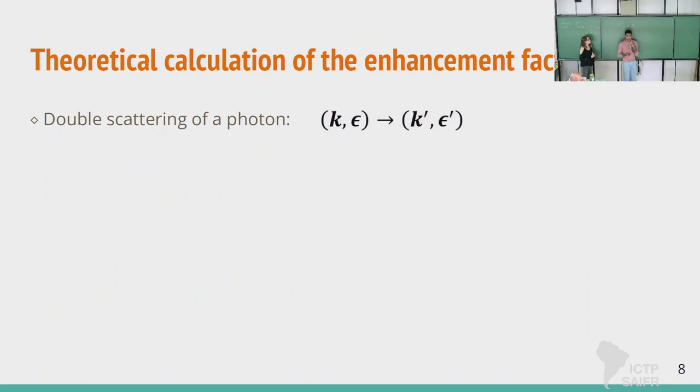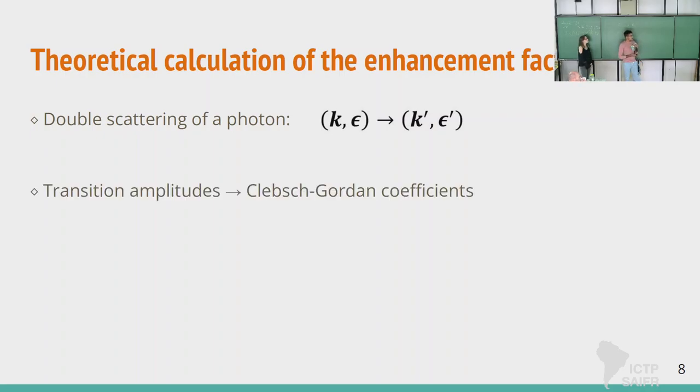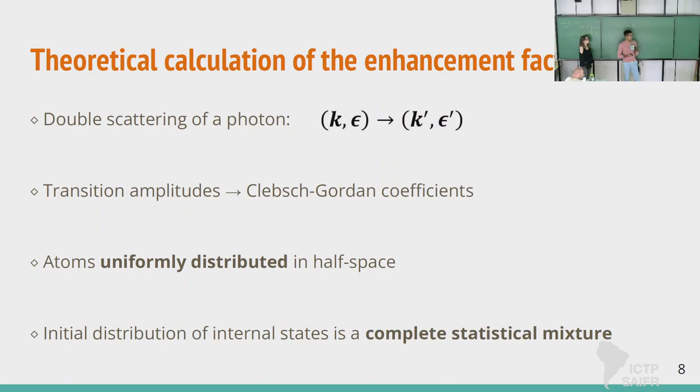Then the authors of the article propose a theoretical model to calculate the enhancement factors. They consider a double scattering of a photon from an initial to a final state of momentum and polarization. They calculate the transition amplitudes in terms of the Clebsch-Gordan coefficients. And they consider the atoms are uniformly distributed in half space. And the initial distribution of internal states is a complete statistical mixture, which is likely to happen in an experimental setup.